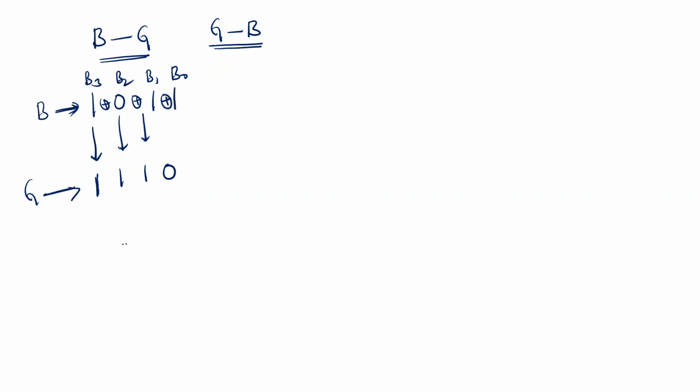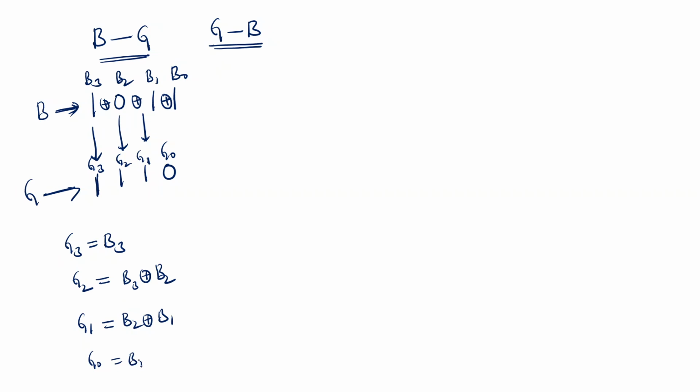In general, I can write: G3 equals B3, and G2 equals B3 XOR B2, G1 equals B2 XOR B1, and G0 equals B1 XOR B0. These are G3, G2, G1, and G0.